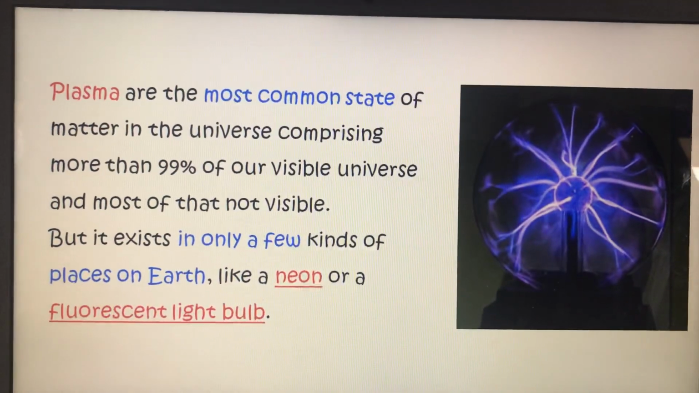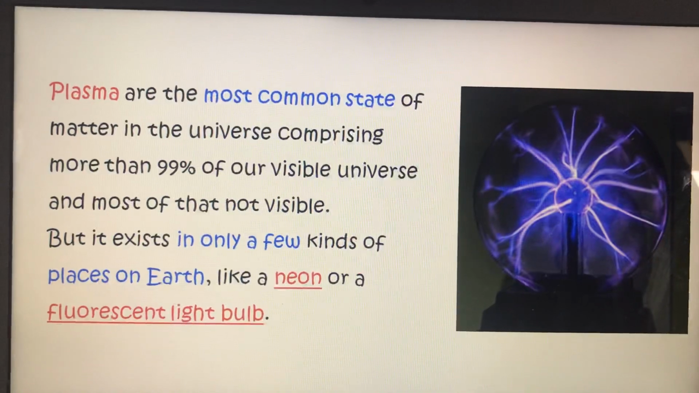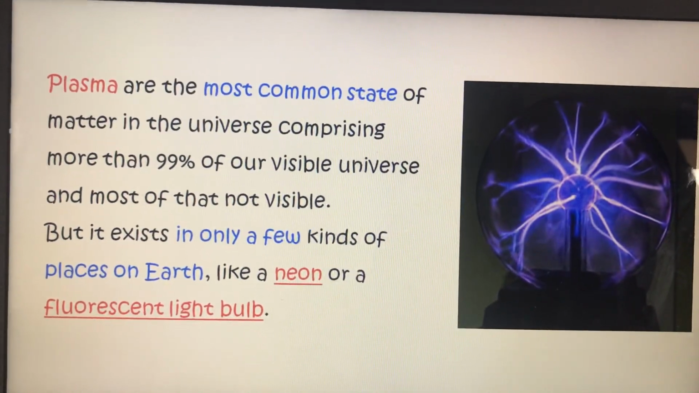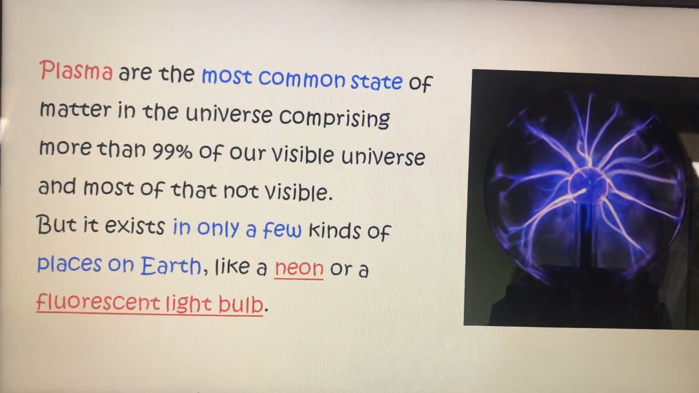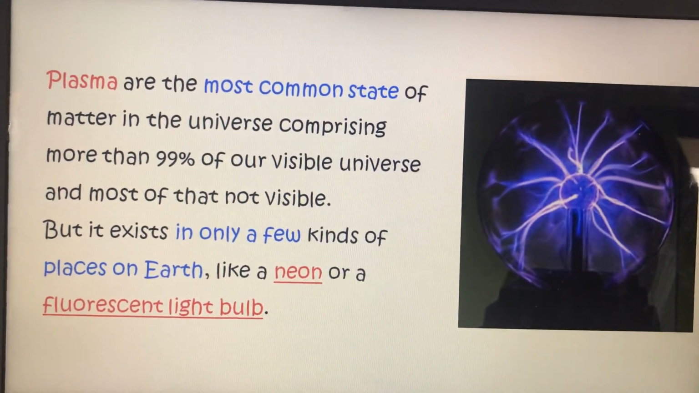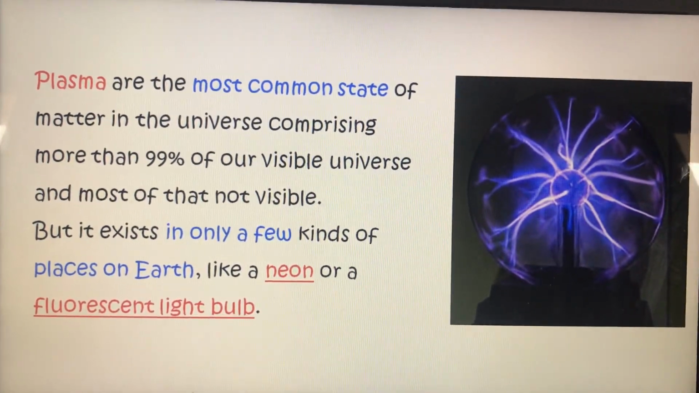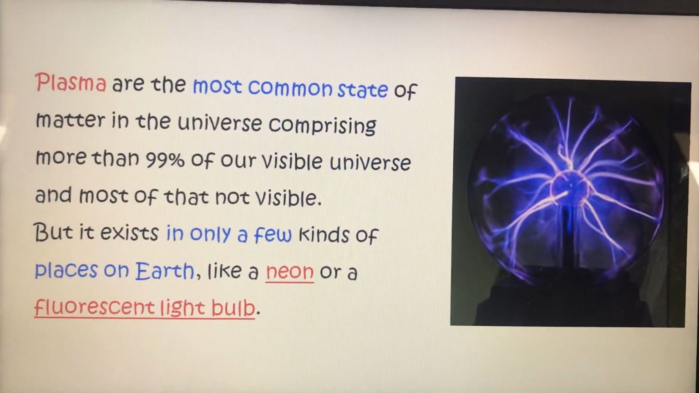Where can I see plasma? I can see it in the universe, in the sun. So plasma is the most common state of matter in the universe, comprising more than 99% of our visible universe, and most of that not visible. But it exists in only a few kinds of places on Earth, like neon or fluorescent light bulbs.